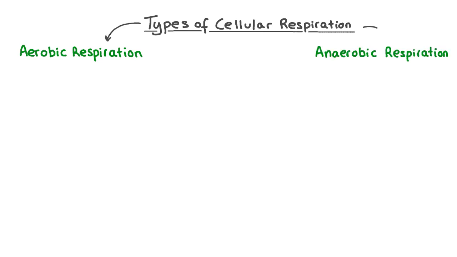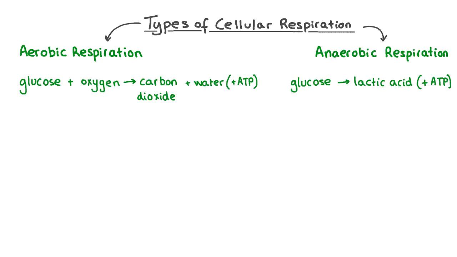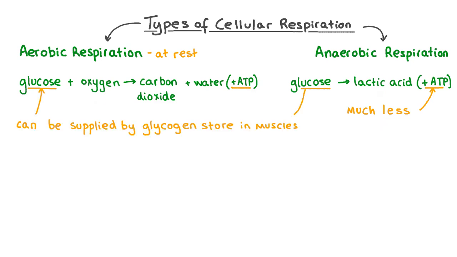There are two different forms of cellular respiration that produce the ATP that's required for muscular contraction: aerobic respiration and anaerobic respiration. Both reactions break down glucose to release ATP. While aerobic respiration also requires oxygen, anaerobic respiration does not. Anaerobic respiration releases much less ATP, however, and it also releases a byproduct called lactic acid. At rest, the oxygen supply to the muscles is sufficient for aerobic respiration. The muscles also have a store of glycogen, which can be broken down into glucose molecules if it's needed.